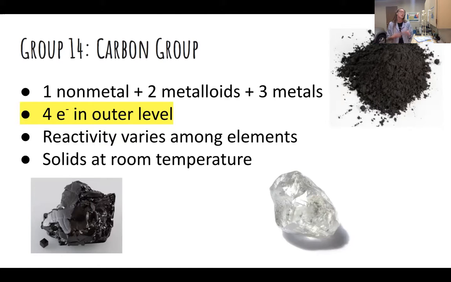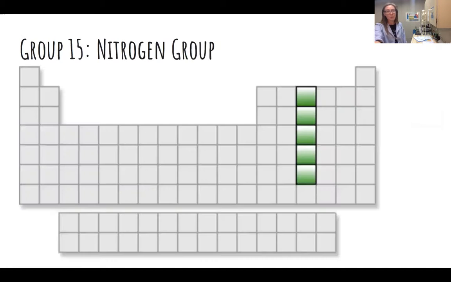For the most part, they tend to all be solids at room temperature. Elements at the top tend to be more reactive than those elements at the bottom. And you have a smorgasbord of different types of elements in this particular group, right? Carbon is a non-metal, silicon and germanium are metalloids, and the rest of them tend to be metals. So big takeaway here for your carbon group, 4 electrons in that outer level.